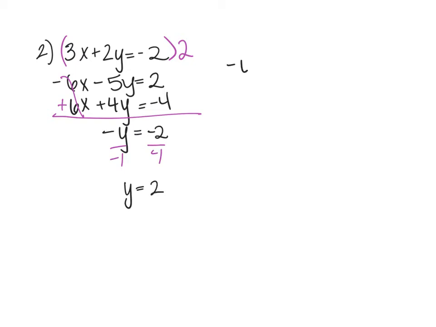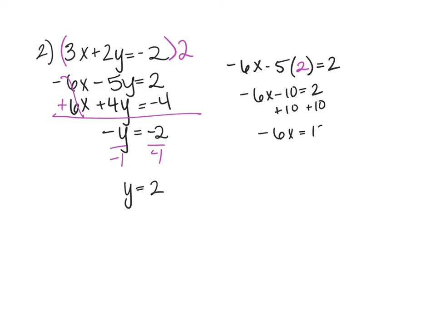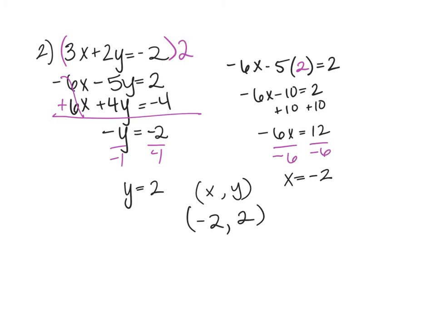We can plug it back in. I'll pick the second equation just for fun. Negative 5 times 2 equals 2. And negative 6x minus 10 equals 2. And we're going to add 10. And we have negative 6x equals 12. And we're going to divide by negative 6. So x equals negative 2. So my ordered pair is negative 2, comma 2. Remember, always x, comma y. That's my solution.